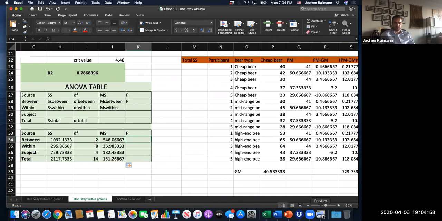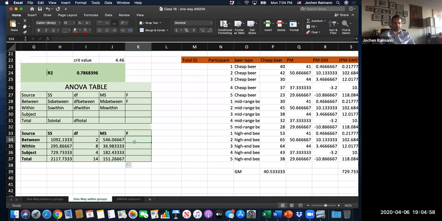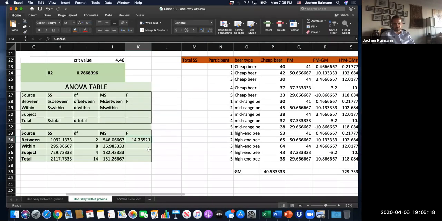So you want the between divided by the within. Between, just like the previous version, right? Between divided by within. This is your 14.8. This is your F between. And for subjects, subject mean squared divided by within is 4.94. And this is your F statistic.